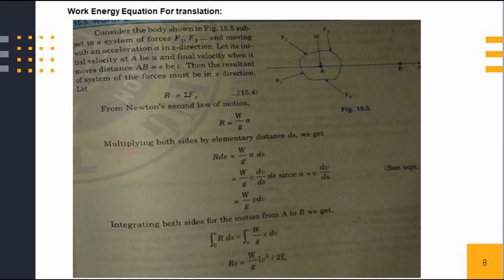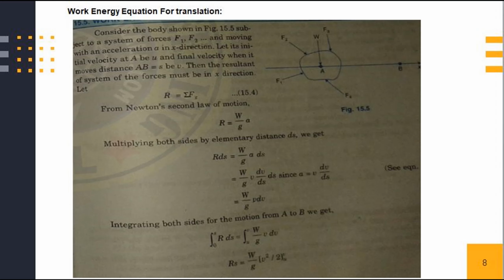From Newton's second law of motion, we know that R is equal to m a. Therefore R is equal to W upon g into a. Multiplying both sides by an elementary distance ds, we get R into ds is equal to W upon g into a into ds. Since acceleration a is equal to v into dv upon ds, we get R into ds is equal to W upon g into v into dv upon ds. Therefore R into ds is equal to W upon g into v into dv.